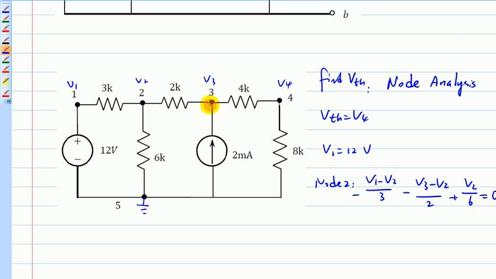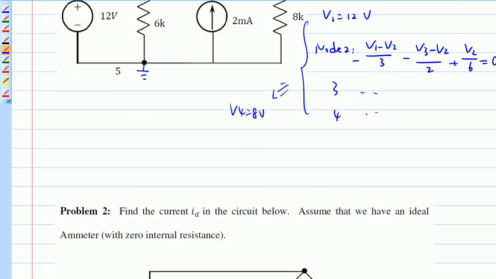Similarly, you should try to get another equation for node 3 and for node 4. So for node 3 and node 4, you have 2 more equations. Solve all these equations together, and you should be able to get the value for V4, which is 8 volts. So there you go. That's the first question.